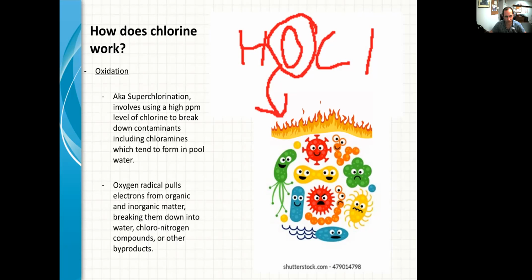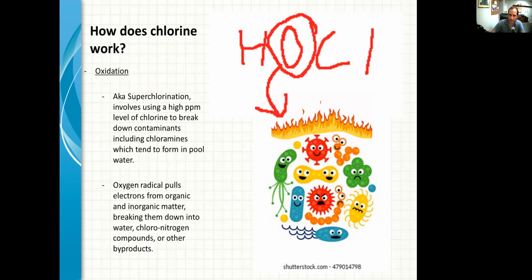The way you get rid of them is by oxidation, which is shocking or superchlorination. This process of oxidation is introducing a high ppm level of chlorine into the water, and it breaks down contaminants. It breaks up the chloramines and returns the chlorine ions to the water as free chlorine, and the nitrogen part of the compound gets broken up and off-gassed into the air.